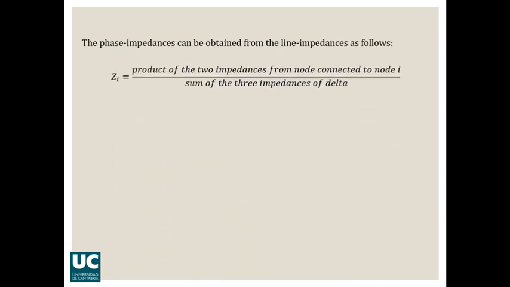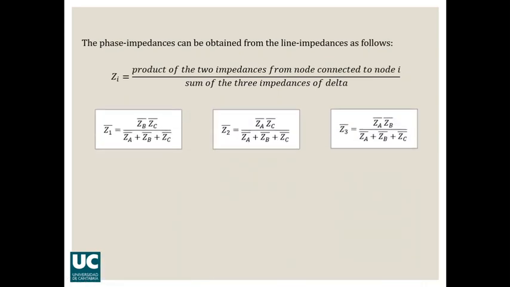Then the phase impedances can be obtained from the line impedances as follows. On the numerator you have the product of the two line impedances which have a common vertex on the phase impedance. And in the denominator you have the sum of the three impedances of the delta. Here you have the expressions.